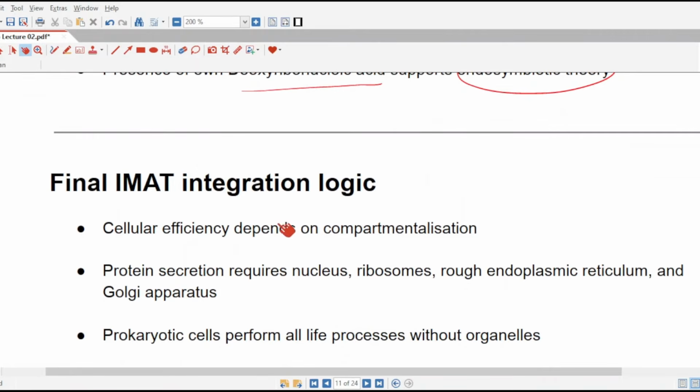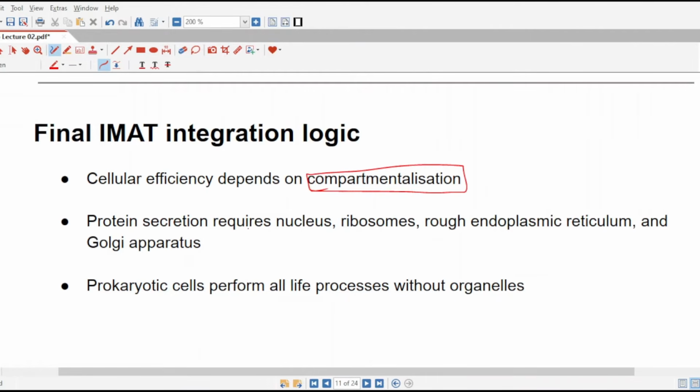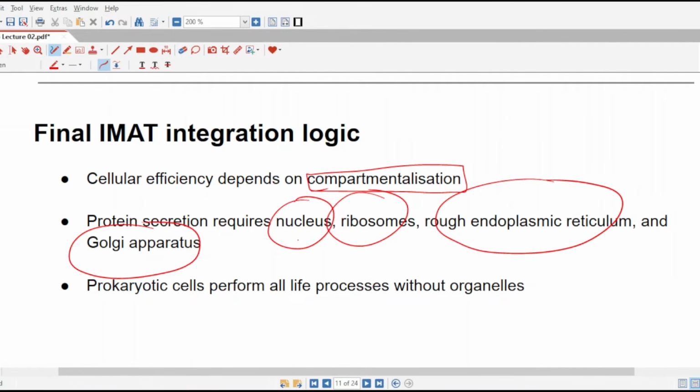So what is the final IMAT integration logic? Cellular efficiency depends on compartmentalization. Protein secretion requires nucleus, ribosomes, rough endoplasmic reticulum, and Golgi apparatus. Nucleus will have gene, and this gene will be responsible for making protein with the help of ribosome. And rough endoplasmic reticulum has ribosomes attached to it. That's why rough endoplasmic reticulum will make protein.